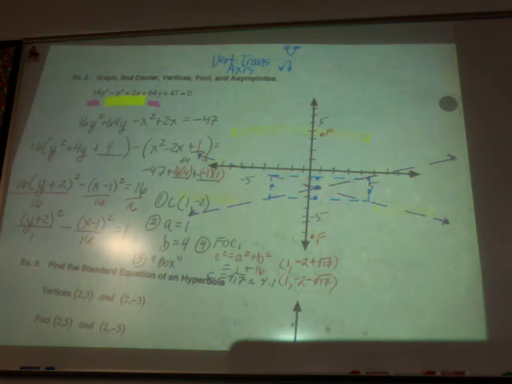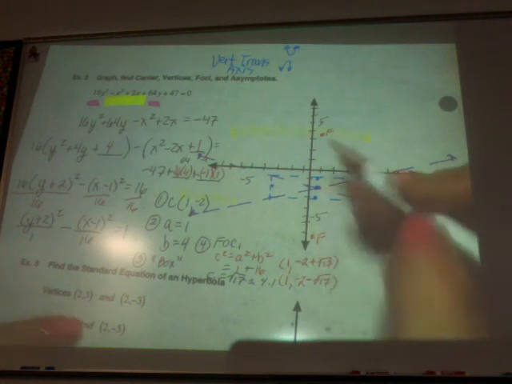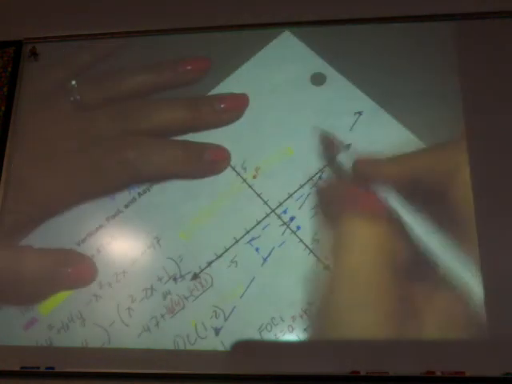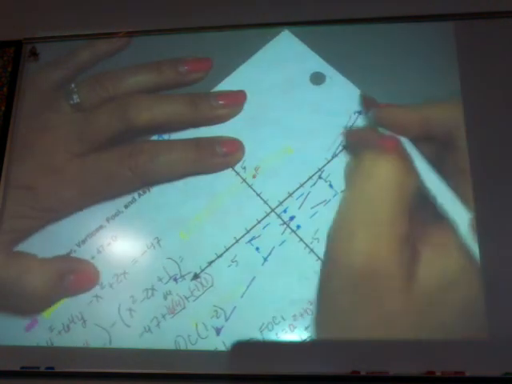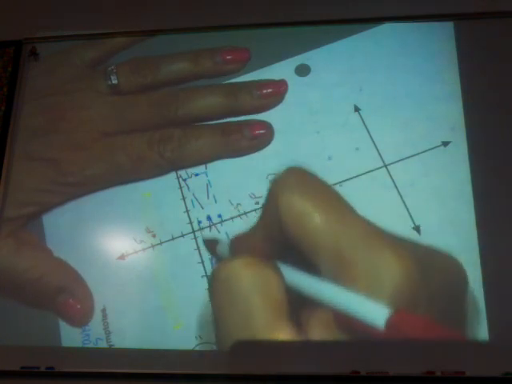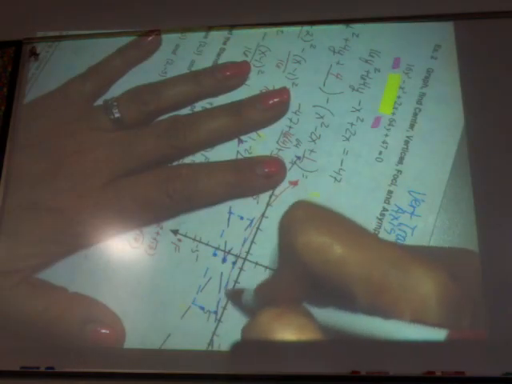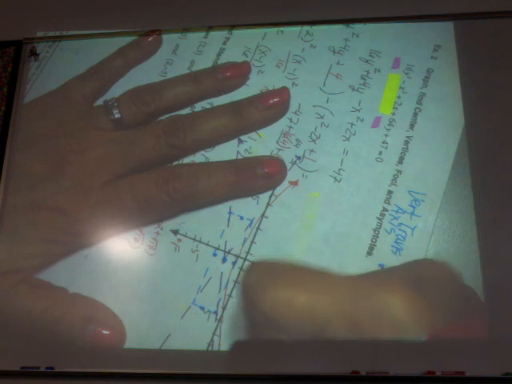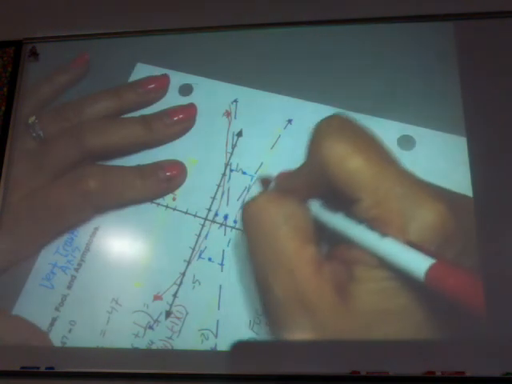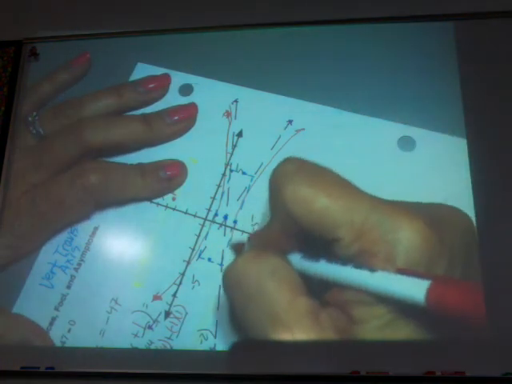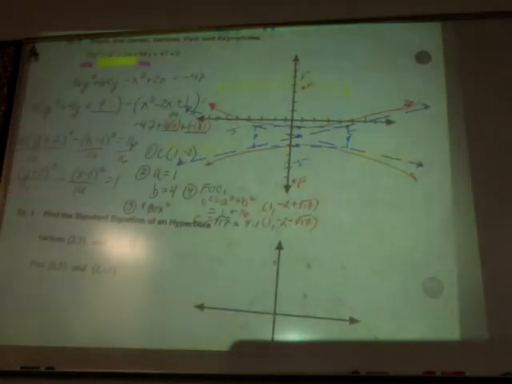So this is a really fat one, isn't it? So we're going to approach from here. Oh, goodness. That wasn't very good. No, I'm going to go this way. So that's what our hyperbola looks like.